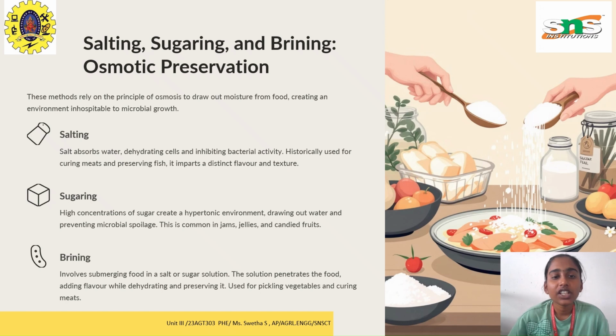Next one is salting, sugaring and brining. It is an osmotic preservation method. Salting: we have been using salting since ancient days. Salt absorbs water, dehydrating the cells and inhibiting microbial activity. In sugaring, a high concentration of sugar creates a hypertonic environment. It draws out the water and prevents microbial spoilage. It is generally common in jams, jellies and candied fruits. Brining involves submerging food in a salt or sugar solution. The solution penetrates the food, adding flavor while dehydrating and preserving it.